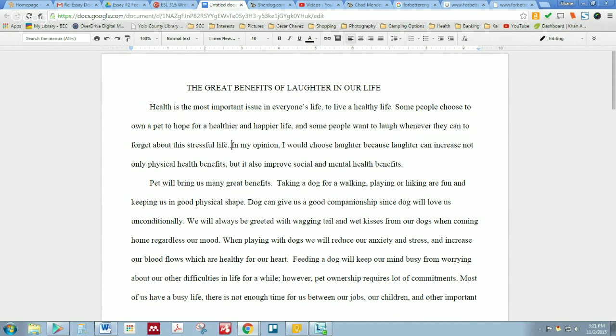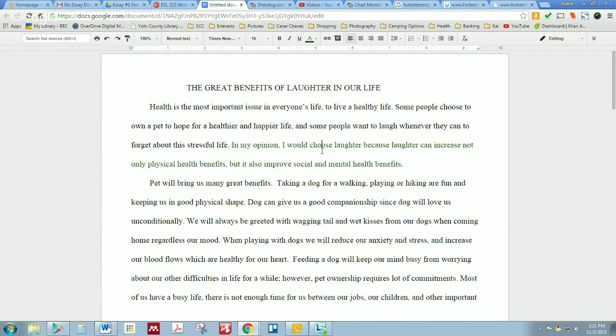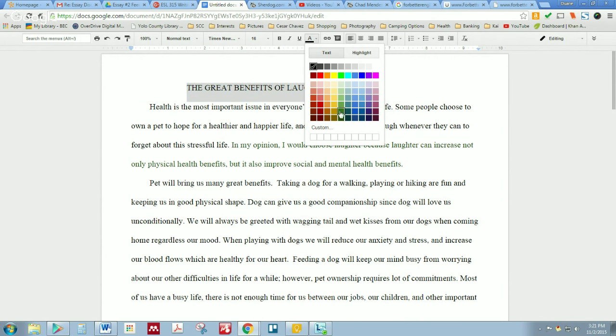So if we take a quick look at the thesis statement, which I will color green, then it's about laughter. In my opinion, I would choose laughter because laughter can increase not only physical health benefits, but it also improves social and mental health benefits. So very clearly it reflects this. So let's make them both green.